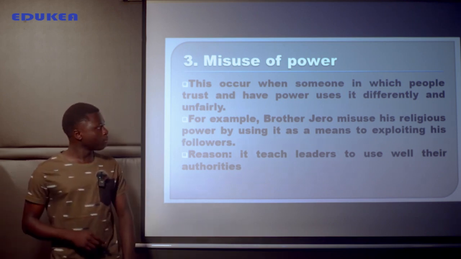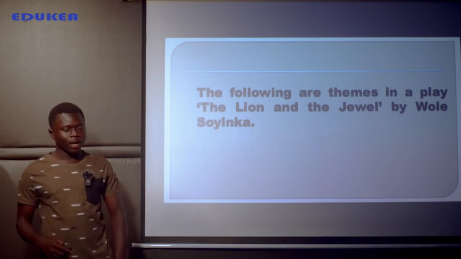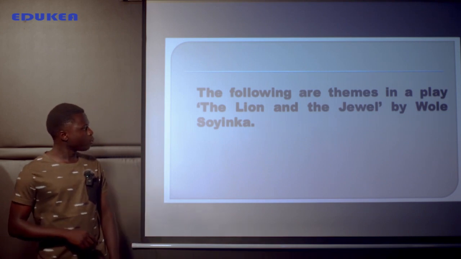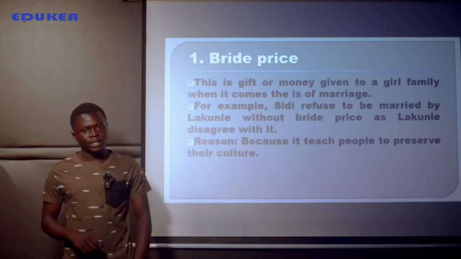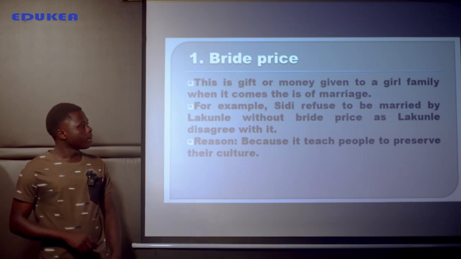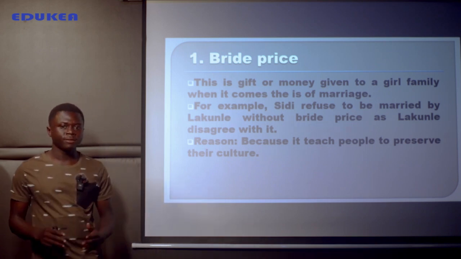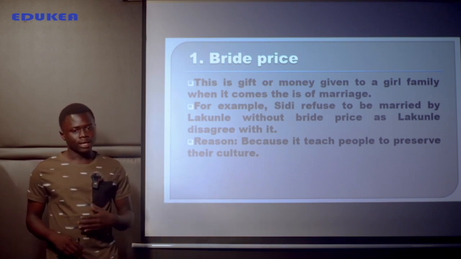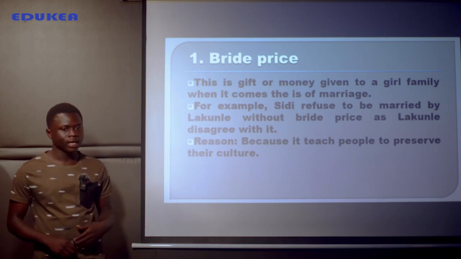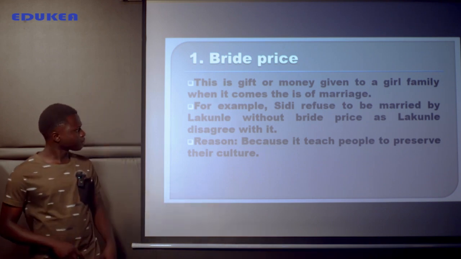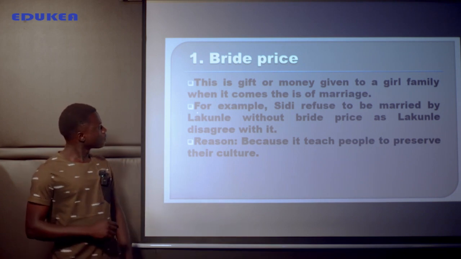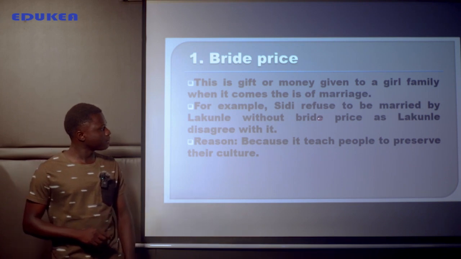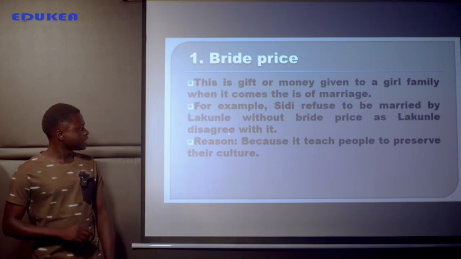We are now moving to another play, which is The Lion and the Jewel by Wole Soyinka. The first theme is bride price. By definition, bride price is the gift or money that is offered to a girl's family so that she can get married, or so that she can be married. For example, Sidi refused to be married by Lakunle without bride price, as Lakunle disagrees with it.